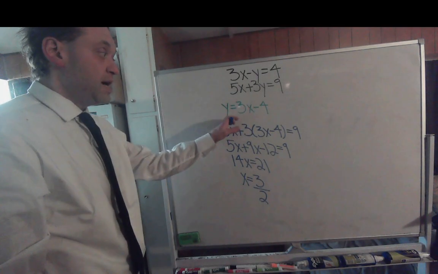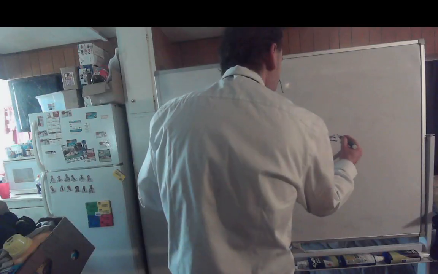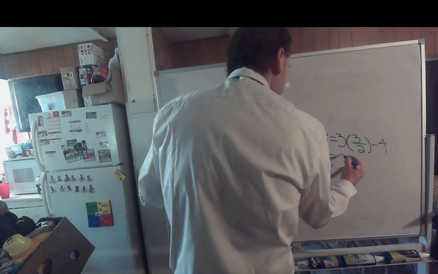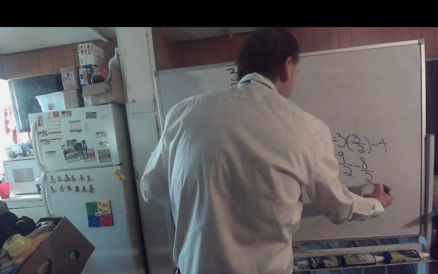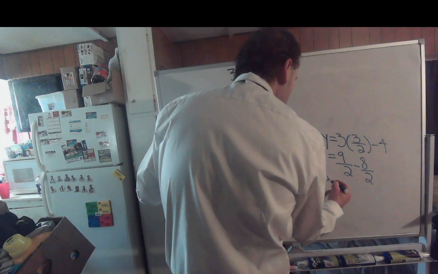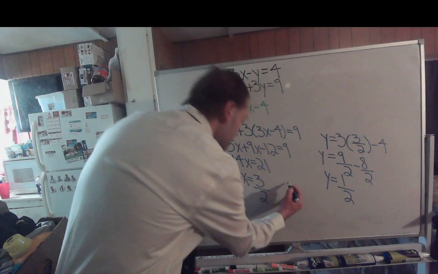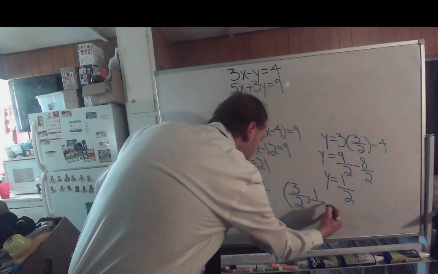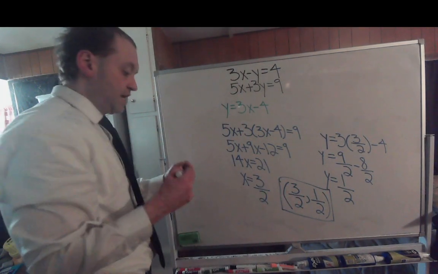Now we can solve for y just by putting 3/2 in for x. So y is going to equal 3 times 3/2 minus 4, which would give you 9/2 minus 8/2, since that's 4, which means y is going to have the coordinate of 1/2. So the ordered pair that's the point of intersection would be at 3/2, 1/2. That would be the solution to this system of equations. It would be 3/2, 1/2.